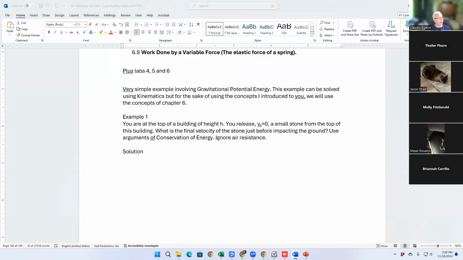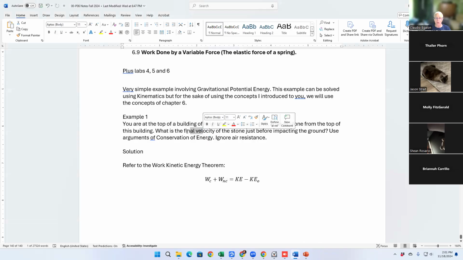Okay, so we go ahead and the solution, we refer to the work-kinetic energy theorem. Here you go, that's the work-kinetic energy theorem, right? Work done by the conservative force, there's just one conservative force in there, which is the weight, plus the work done by non-conservative force is equal to the difference in kinetic energy. Final kinetic energy minus initial kinetic energy. We want to find out the final velocity of the stone. And the final kinetic energy depends on the final velocity. So the final velocity is implicit right in here.